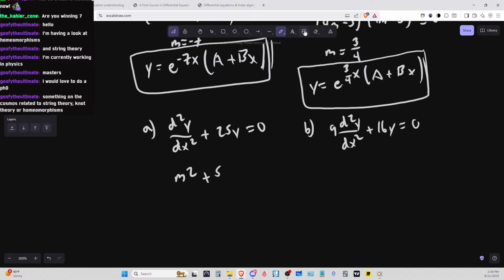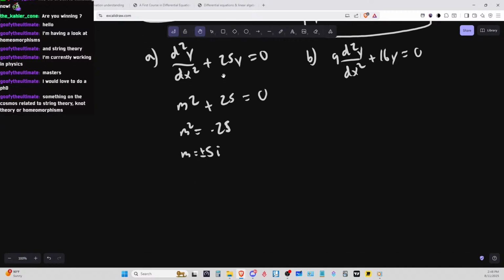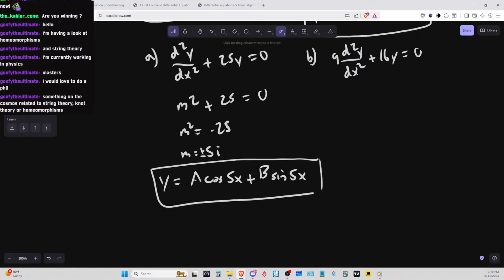So plus, oops. Oh, this one's going to be imaginary solutions, aren't they? Yeah, they're going to be imaginary solutions. So minus 25, and then we are left with 5i. Yeah. Okay, so now we're going to be left with a cosine 5x plus b sine 5x. I believe that is the setup.